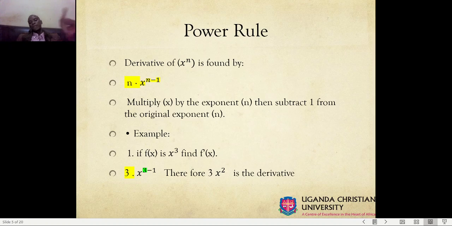You multiply by the 3 and then you subtract 1 from the power, which is 3, and then the answer will be 3x squared. 3x squared. Okay.